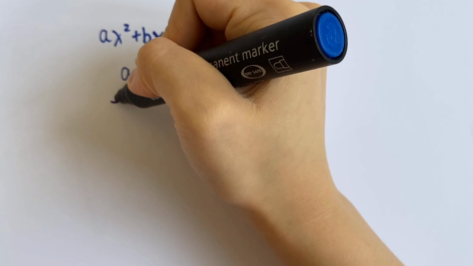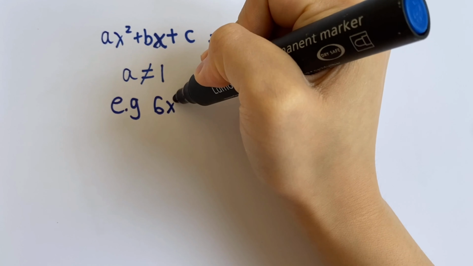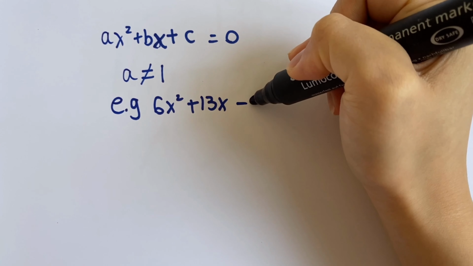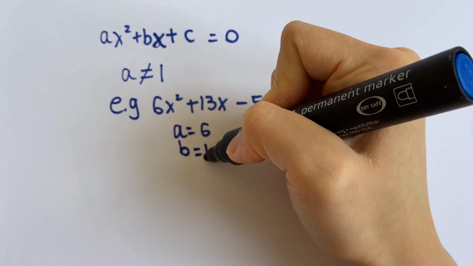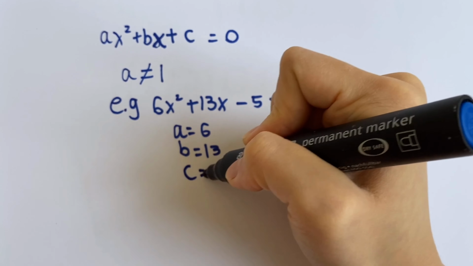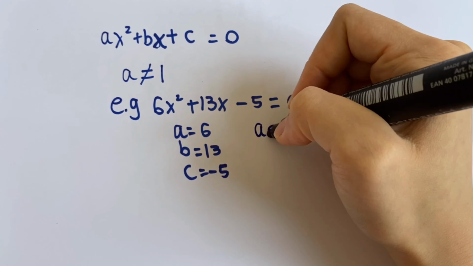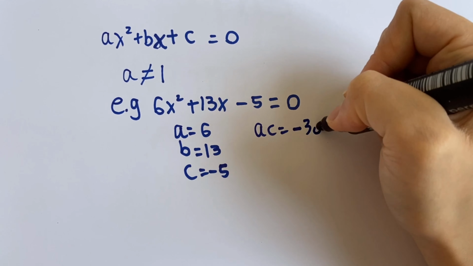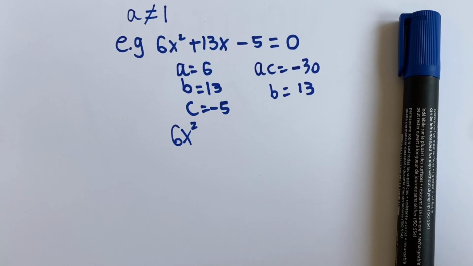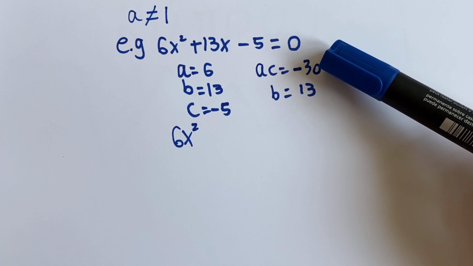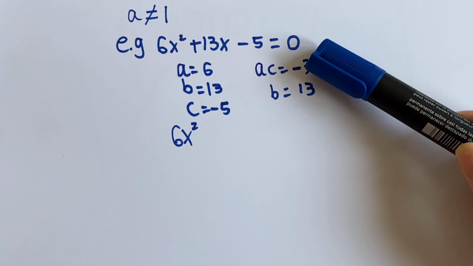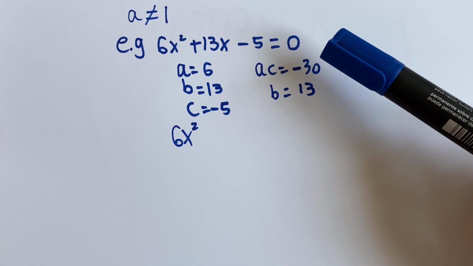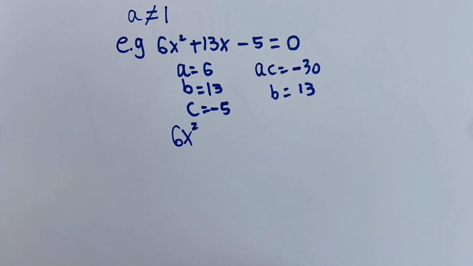Then let's look at an example. 6x squared plus 13x minus 5 equals 0. a is 6, b is 13, and c is negative 5. You know, ac is negative 30 and b is 13. Then you would think, what multiplied by what gives us negative 30 and adds to give 13? And you would know it's 15 times negative 2.